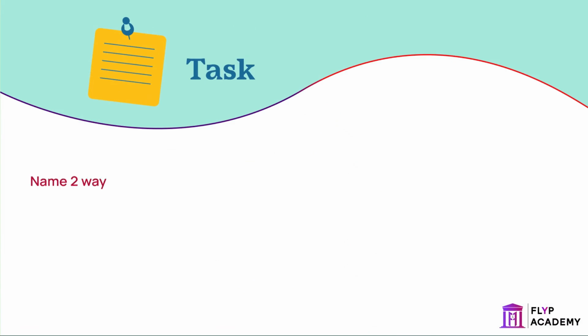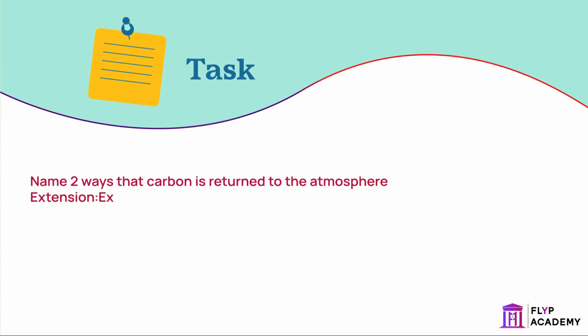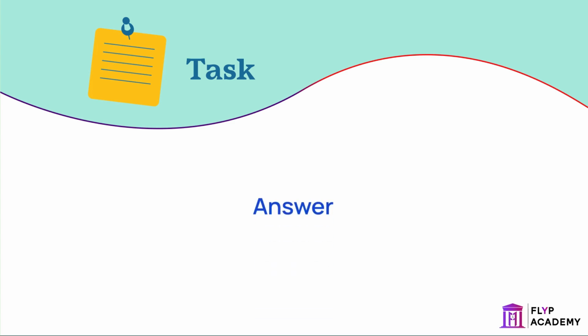Task: name 2 ways that carbon is returned to the atmosphere. Answer: respiration and combustion. Extension: explain the role of microorganisms in the carbon cycle. Microorganisms such as fungi and bacteria will cause the decay of organic waste. They respire as they break down the carbon-containing compounds, thus releasing carbon dioxide back into the atmosphere.